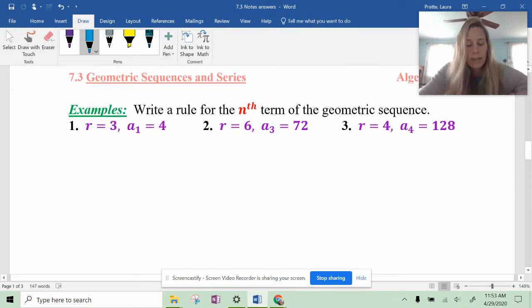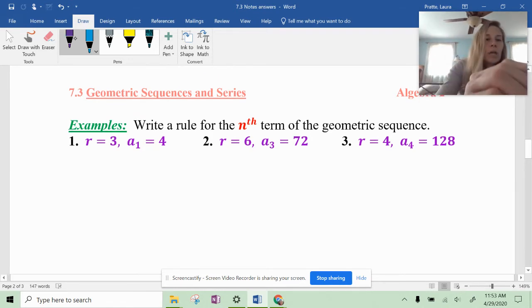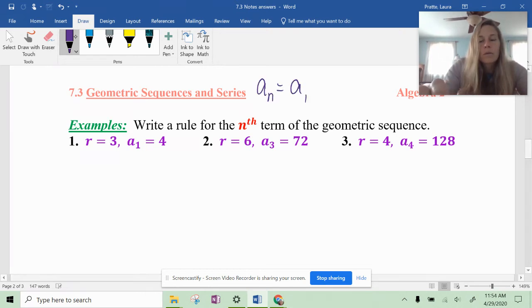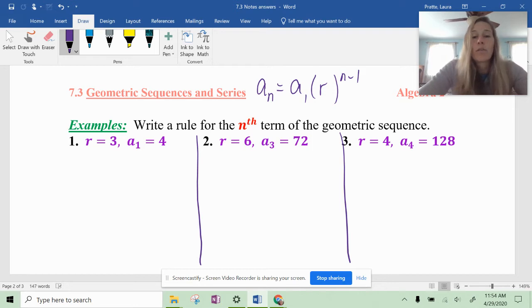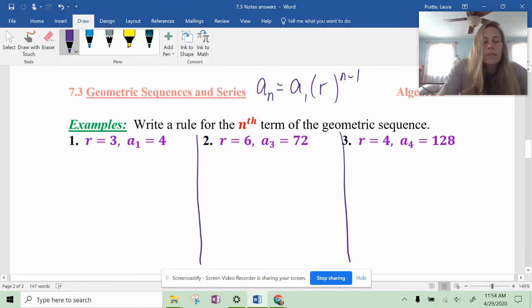Okay, so moving on to the next page, and I'm going to write that formula up at the top just as a reference in case we need it. Okay, so we're going to write the rules here, but this time they're giving us some different information. So number 1's pretty straightforward because they're giving us the two things we need. They're giving us the R value and the A sub 1.